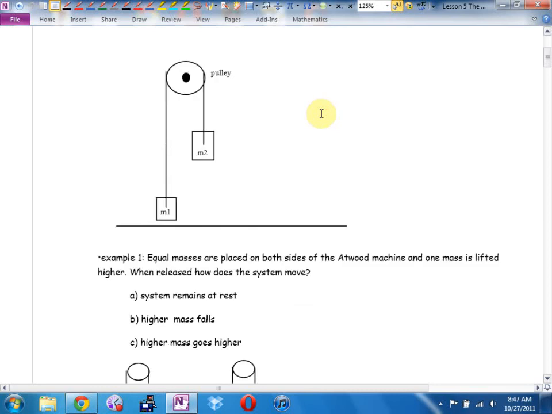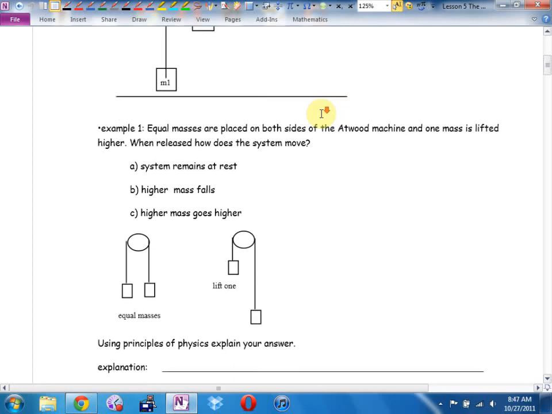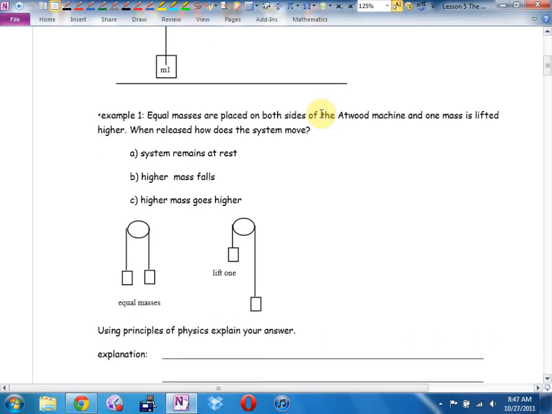Example 1. Equal masses are placed on both sides of the Atwood machine, and then one mass is lifted up higher. When I let go of this higher mass, how does the system move? A, it remains at rest. B, the higher mass falls. C, the higher mass goes higher. Using principles of physics, explain your answer.